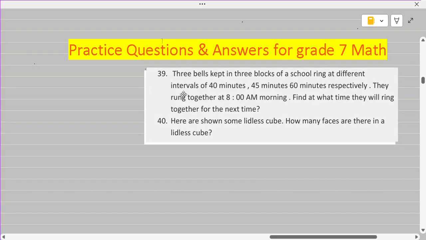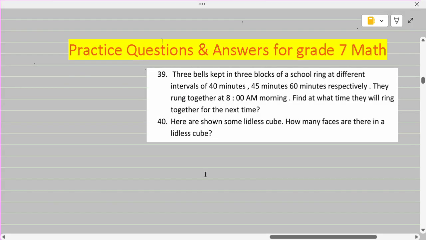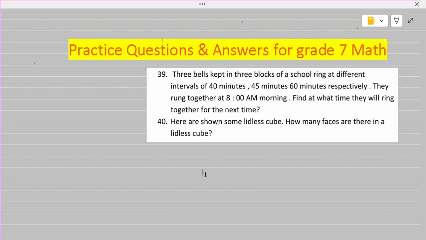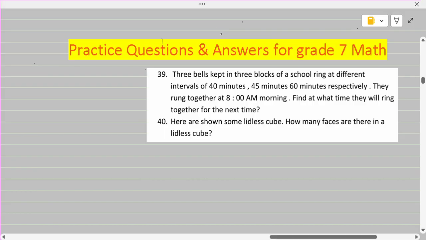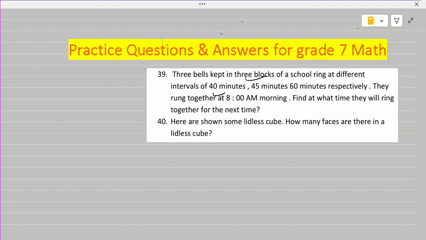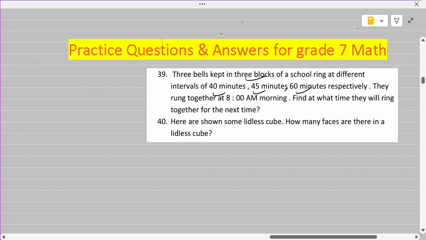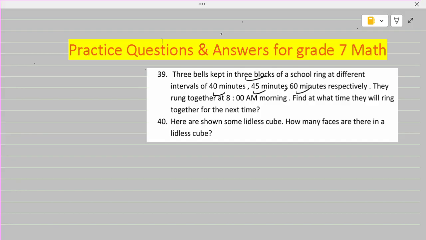Okay, let's say here, see, there are 3 bells kept in 3 blocks of a school that ring at different intervals of 40 minutes, 45 minutes, and 60 minutes respectively. And the thing is, over here, they rang together at 8 a.m. in the morning. They first rang together at 8 a.m. Now the question is what?